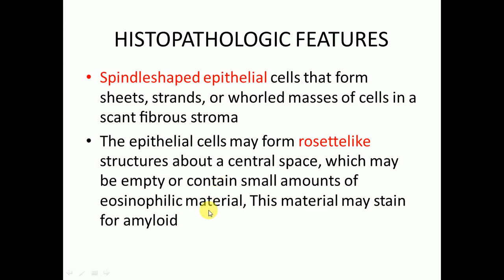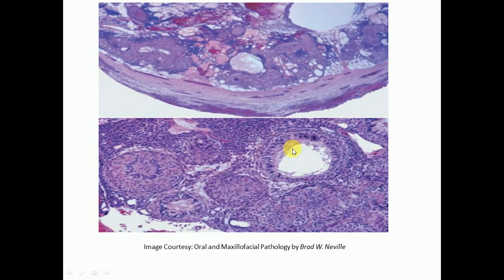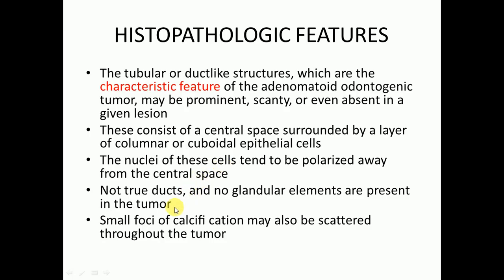The tubular or duct-like structures, which are a characteristic feature of the adenomatoid odontogenic tumors, may be prominent, scanty, or even absent in given lesions. These consist of a central space surrounded by a layer of columnar or cuboidal cells. The nuclei of these cells tend to be polarized away from the central space, which I have mentioned.